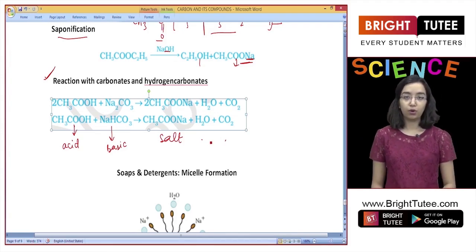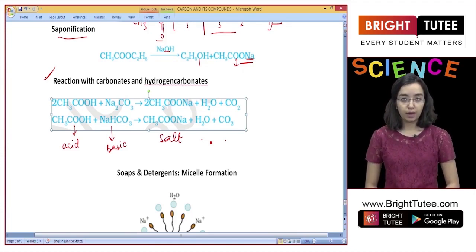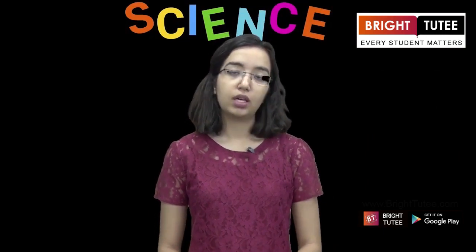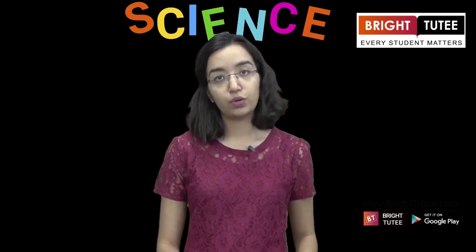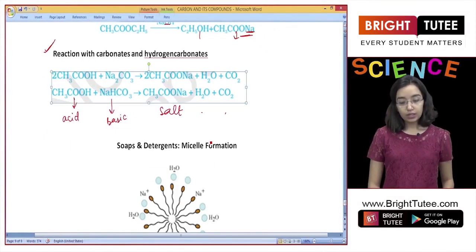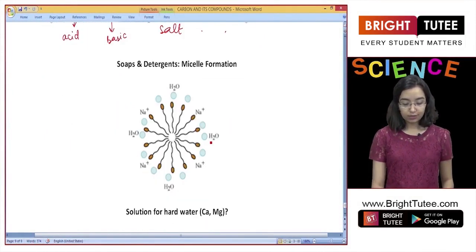So we have studied two important compounds of carbon. One was ethanoic acid and the other was ethanol. Ethanol is an alcohol, and ethanoic acid is a carboxylic acid which shows weak acidic properties. We have special reactions like esterification and saponification, and it also reacts with carbonates and hydrogen carbonates as expected because of its acidic behavior. Now let's move on to the next topic.